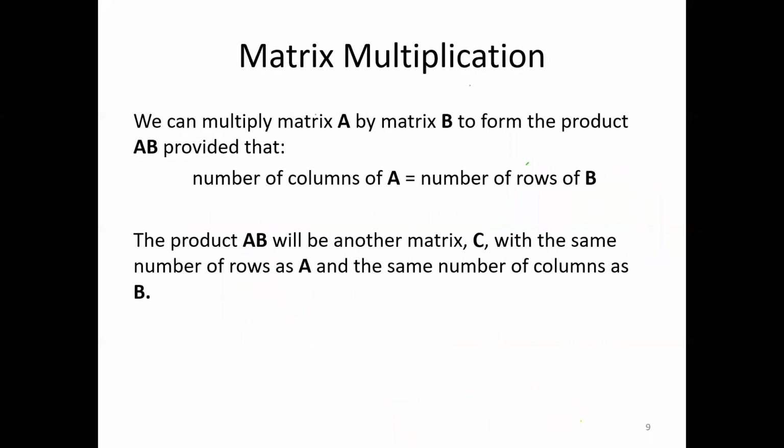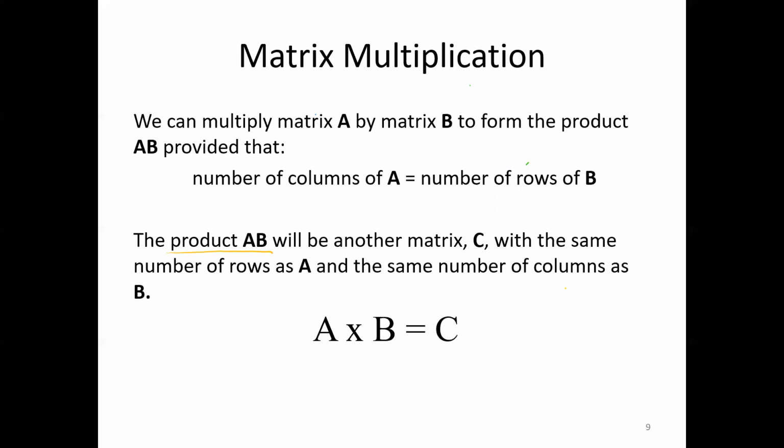Right. Matrix multiplication. We can multiply matrix A by matrix B to form the product AB, provided that the number of columns of A equals the number of rows of B. So we can multiply two matrices, but the condition is the number of columns of A equals the number of rows of B. Okay, so the product, which means the result of AB, will be another matrix, let's say it's C, and this result will have the same number of rows as A and the same number of columns as B.